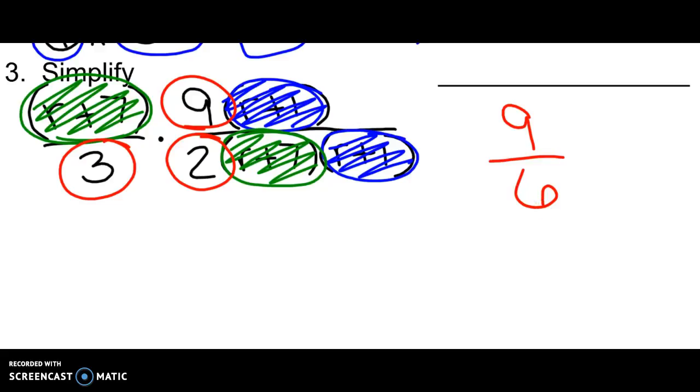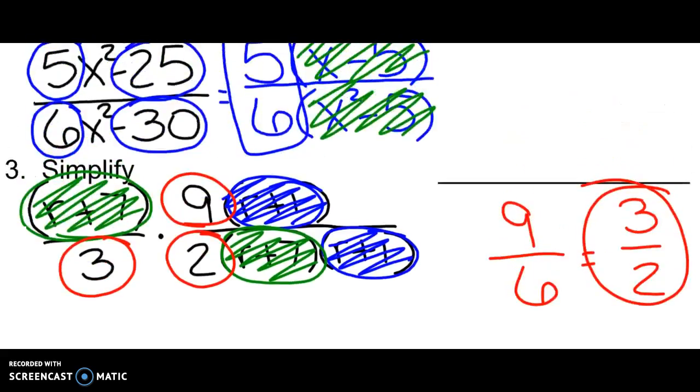Now that's okay to do it like that, but you're not going to get full credit unless you put it in lowest terms. And lowest terms, let's see, 9 divided by 6. I can't really do that without just making it a fraction. So if I divide everybody by 3, I get a 3 over 2. And that's the answer right there. Okay, so I'm going to put 3 over 2 up here.